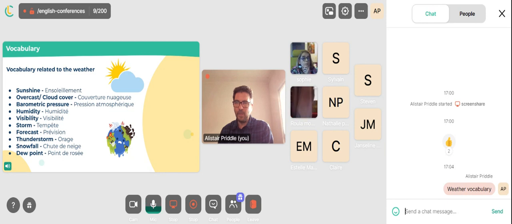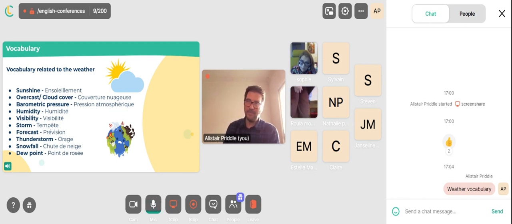Sunshine, overcast, cloud cover, barometric pressure, humidity, visibility, storm, forecast, thunderstorm, snowfall, dew point.